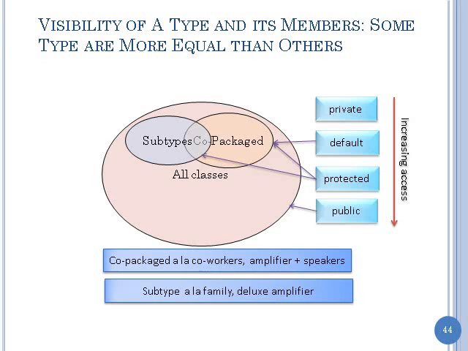Okay, and subtype is like family, or you've gone from an amplifier to a deluxe amplifier, so maybe you don't really need to access all the aspects of the original one, or maybe you do. Okay. So that's just a rule. The point is that not all classes are equal. Some are more equal than others. Okay, and that's your subclasses and co-packaged classes.